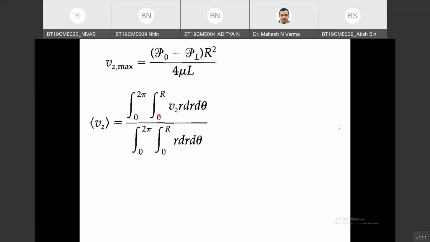Roll number 38, Dayanand. What is the value of average velocity? Substitute Vz multiplied by r dr d theta. You can directly take out the theta integral because my velocity is not a function of theta. Is velocity a function of theta, Dayanand? No, sir. Velocity is varying with r. So why is velocity not a function of theta?